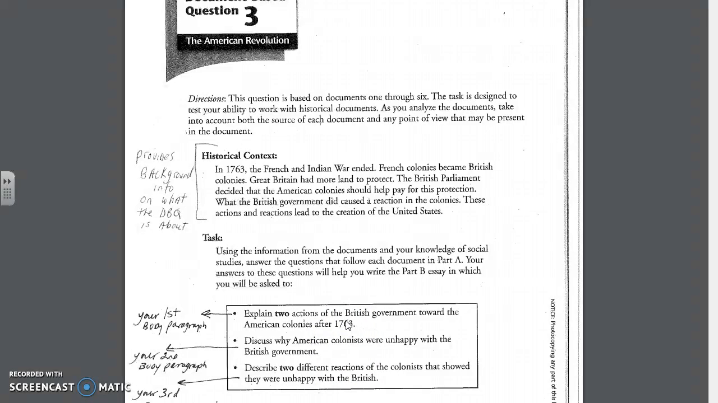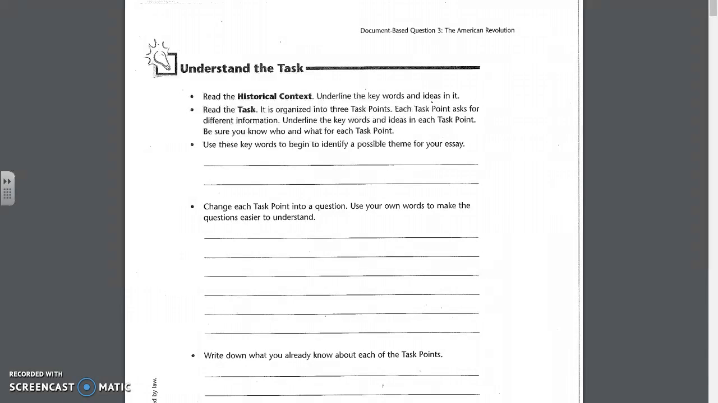But rather than getting caught up right now in the essay, the first step, before you can even entertain writing and organizing your essay, is to read, study, analyze, and answer the questions that follow each of the 6 documents in the packet. So if you flip to the second page of your DBQ packet, which is page number 49, before you have the first document to read, you have a sheet here that's going to help you understand the task.